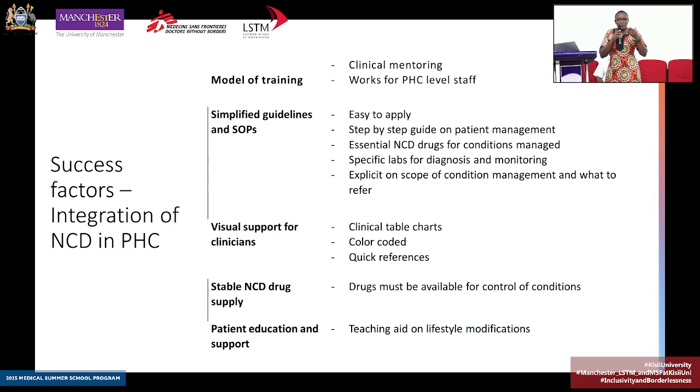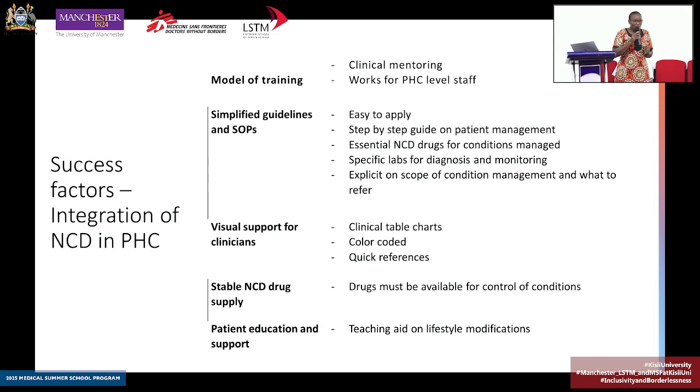So if we have the guideline and then we have the flip chart, a short form of it, when I'm seated, I can quickly go into the green coded part that is for asthma, and I can quickly check my asthma doses, or I can quickly check when I need to change the asthma doses for my patient. Yeah, and then stable NCD drug supply.